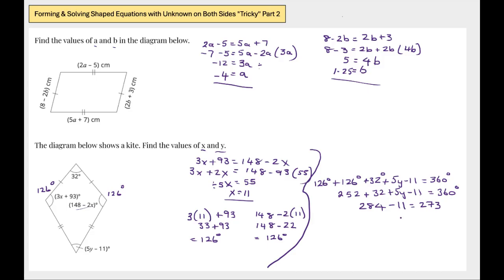So now I have 5y equals 360 subtract 273. 5y equals 87. I'm going to divide it. Y equals 17.4.